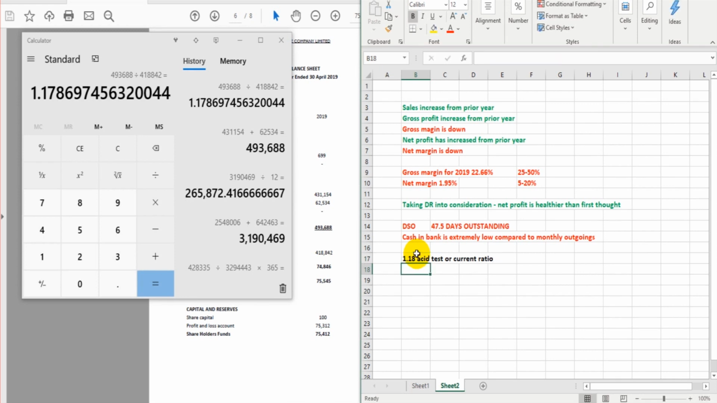So it is in the green because, as mentioned in the previous video, a ratio of 1 is like a critical point, and anything below that is even worse. So it is a green, but it's not great. I'm going to leave that as black because it's not great.